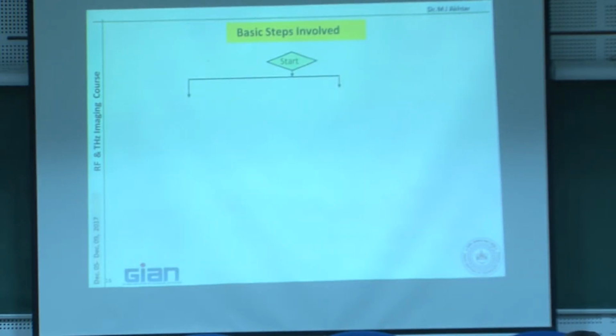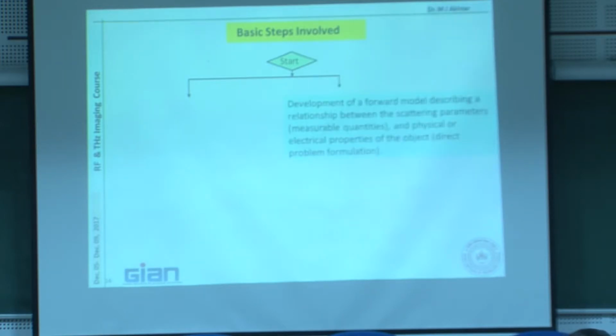So the steps. If you have not worked in this area in the past, this is a very simple view of the steps you use practically for imaging. First of all, you need to develop a forward model. Forward model means you have some equations which give you an idea of how you can correlate the scattering parameters which you can measure with the properties which you cannot measure, like electrical properties or physical properties. This is called direct problem formulation.